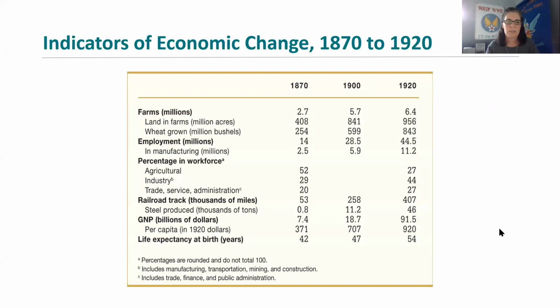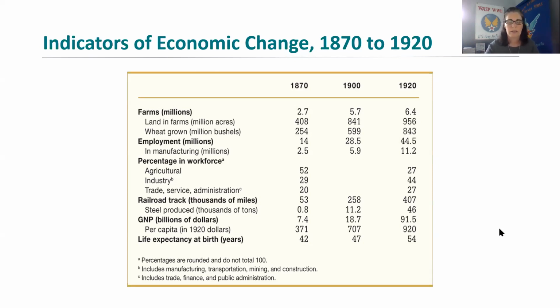Okay, so this is a slide out of your textbook because I think it's just interesting and shows some of those big economic change points from 1870 to 1920. And this really helps, I think, tie together those ideas of that growth in the West and the industrialization in the East and how those two things go together and what impact they have on the American economy, besides the American society as a whole. But this shows the economy.